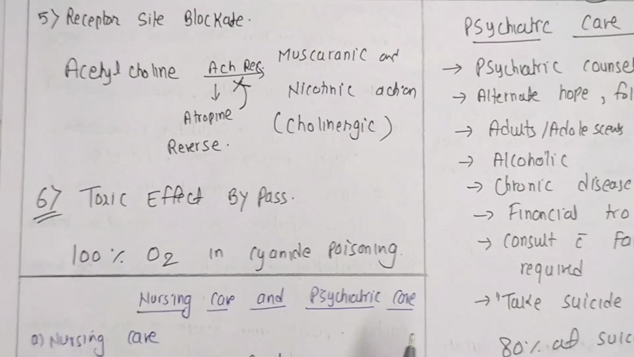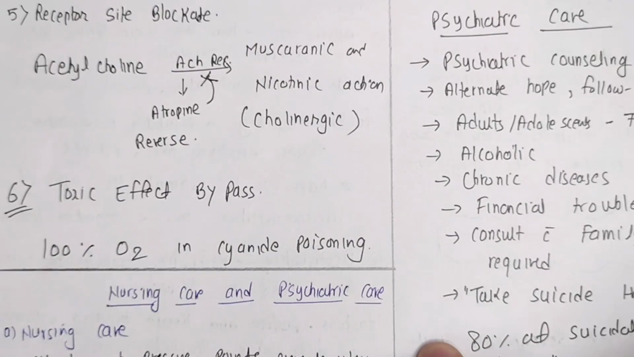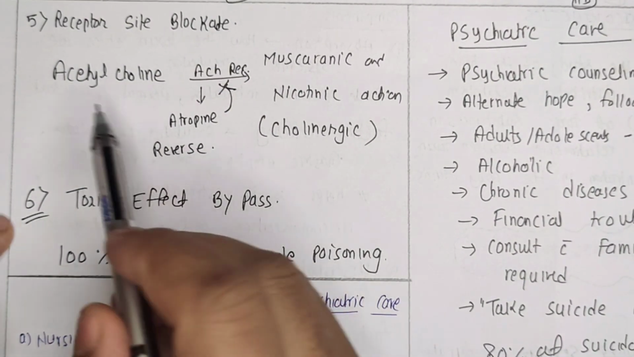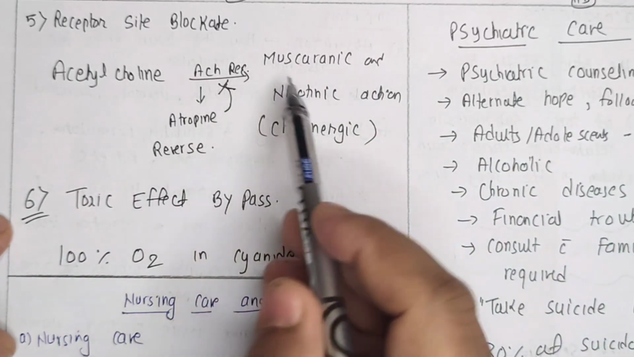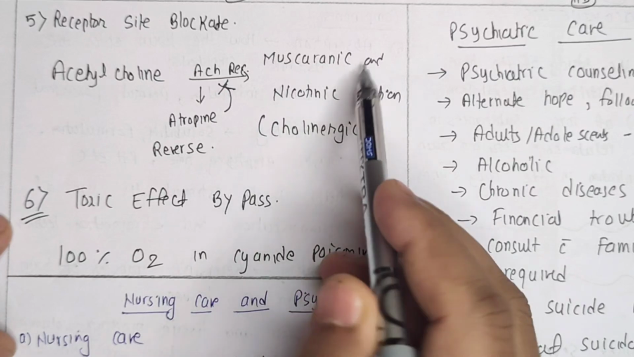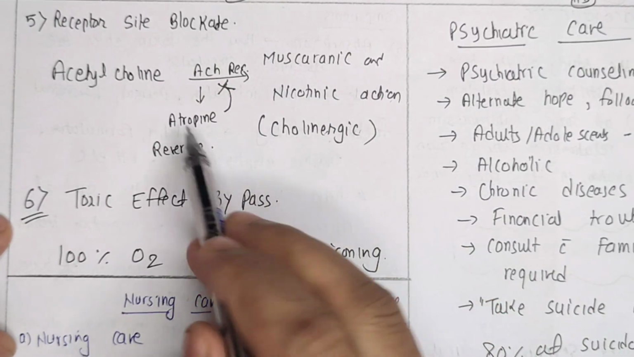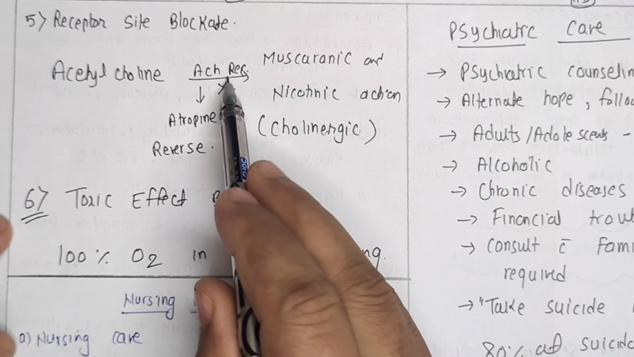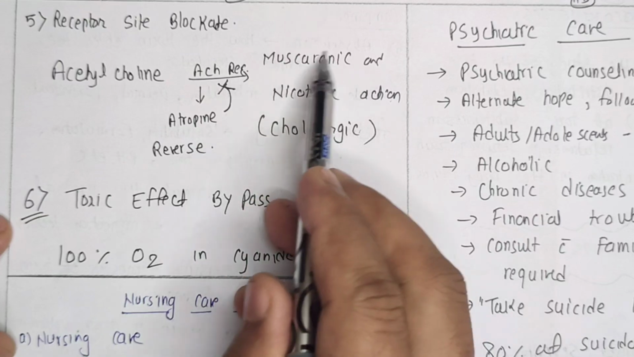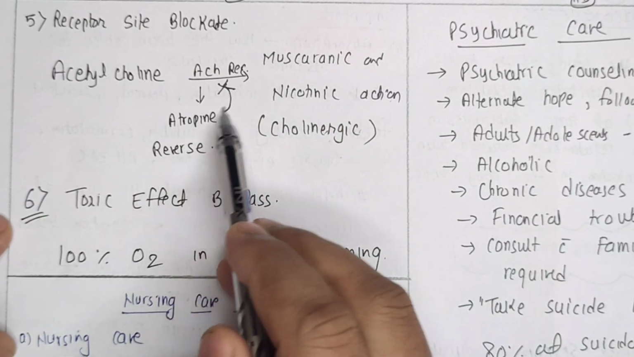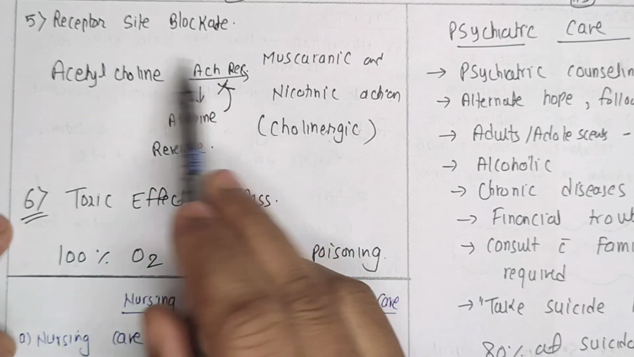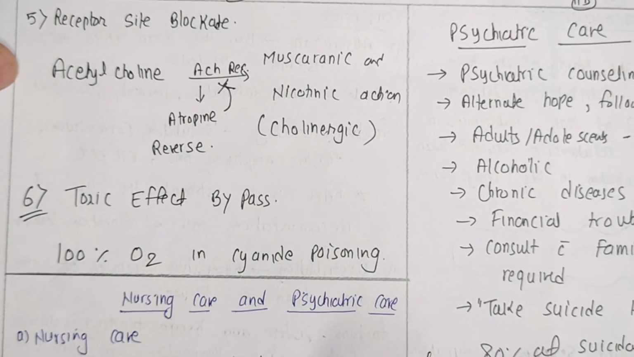Now our fifth mechanism is receptor side blockade. There it was receptor side competition, and here it is receptor side blockade. For example, if there is organophosphate poisoning, acetylcholine levels rise. Due to this acetylcholine, muscarinic and nicotinic receptor cholinergic activity is increasing, and if we give atropine, this atropine goes and binds with the acetylcholine receptor. Now this acetylcholine is not able to work here. Rather, this atropine will reverse the action of acetylcholine. So this is called receptor side blockade. It is completely blocking the activity of acetylcholine.